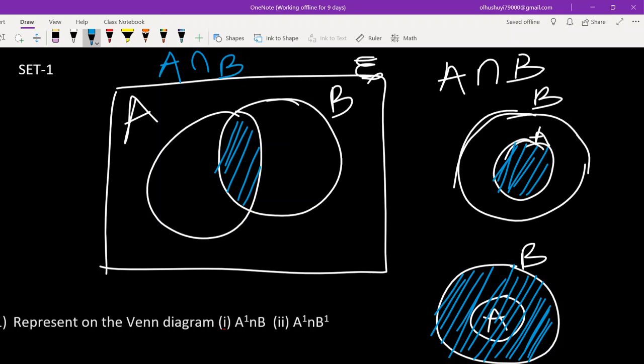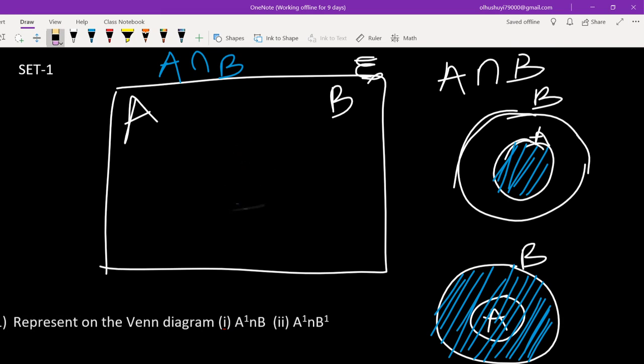Let's talk about the second one. A complement intersect B complement. Not in A, not in B, but there's an intersect. The elements not in A, not in B, but intersect, which actually means that will be the region where both of them are not operating. That is that region.